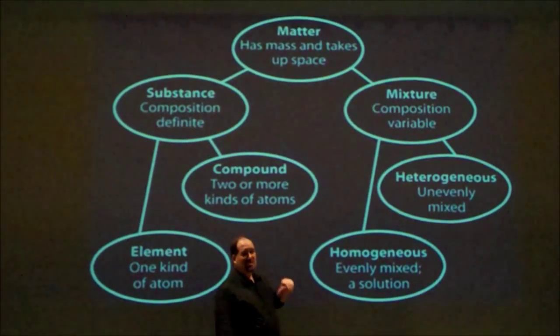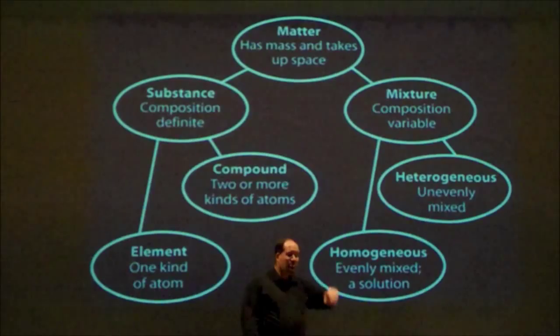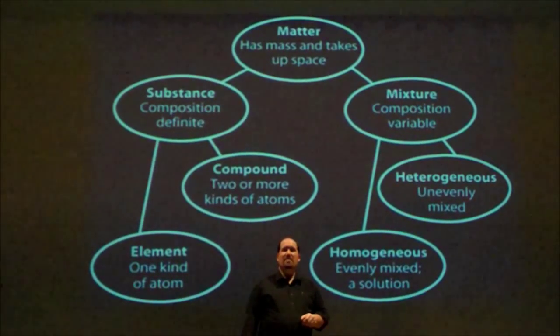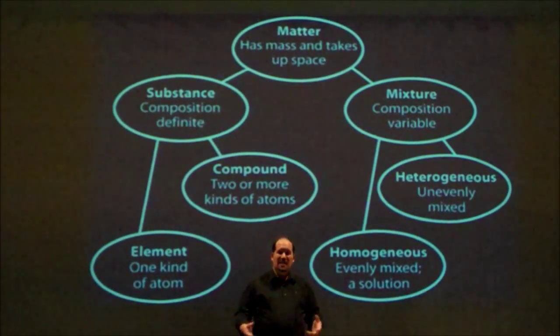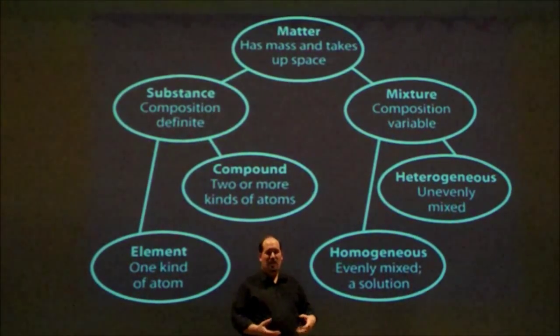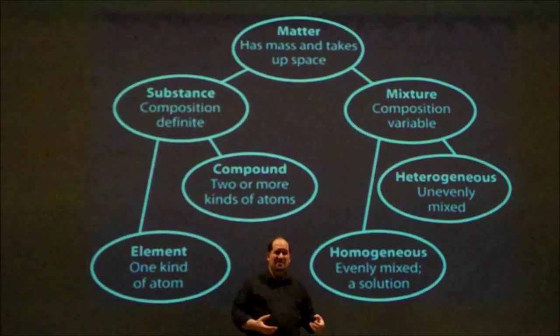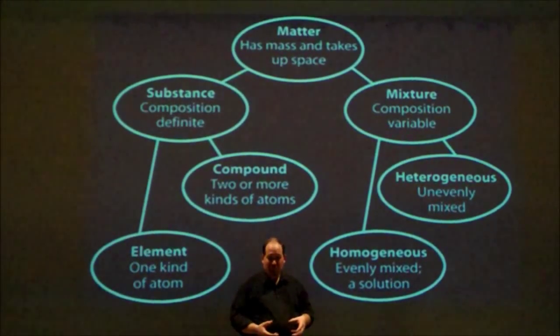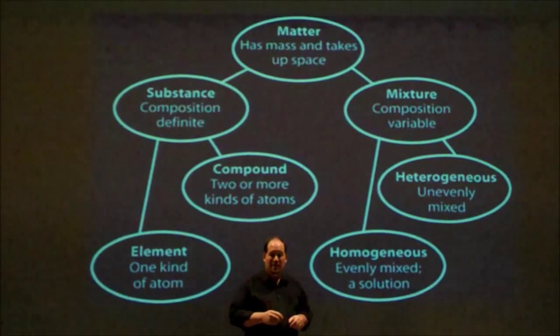However, mixtures can be classified into two groups. One is a heterogeneous mixture. This is a mixture that looks uneven. You can tell the different parts. It's like if you take a bunch of dry beans and some peas and mix them together. You can easily point out the dried peas compared to the dry beans. Maybe we'll try that in a little bit.